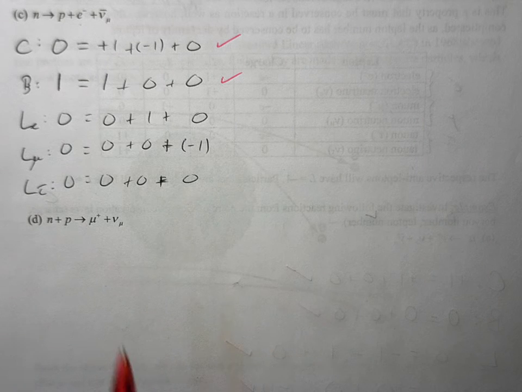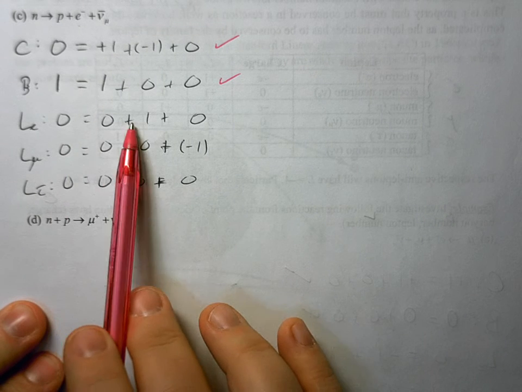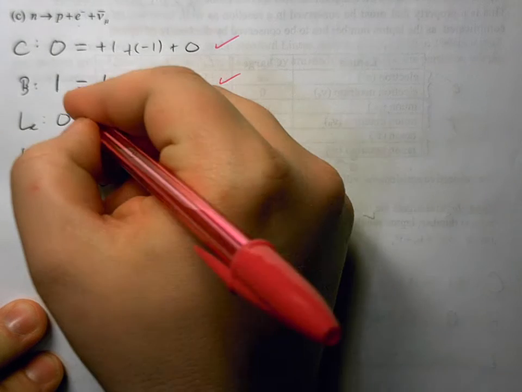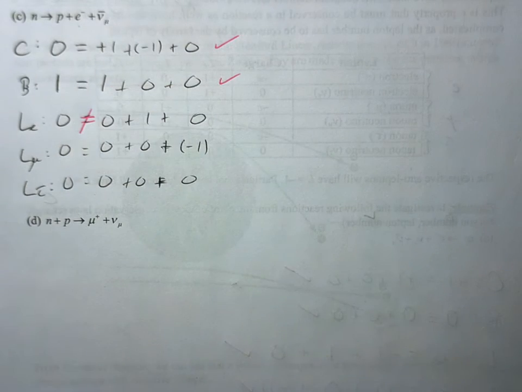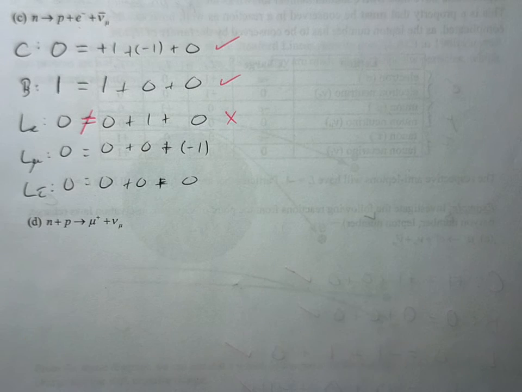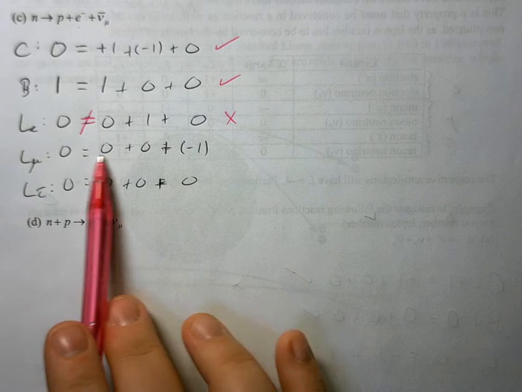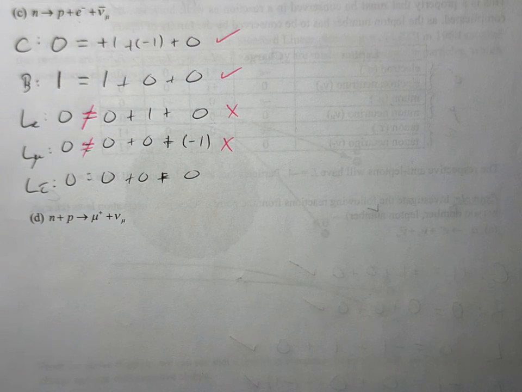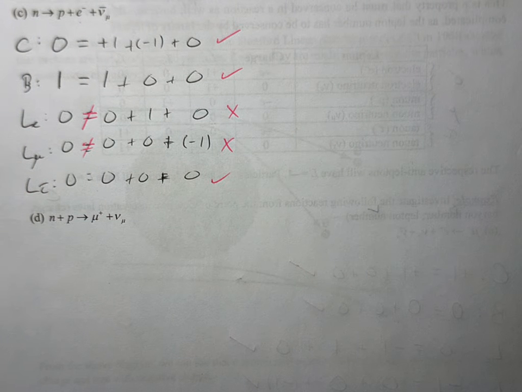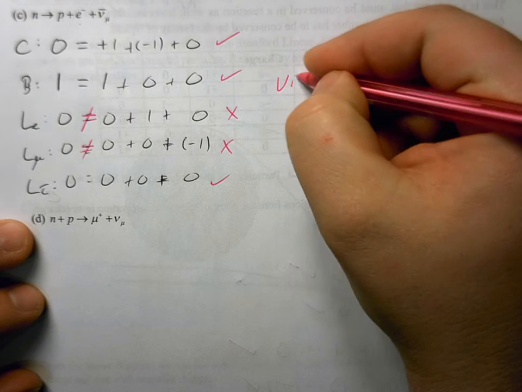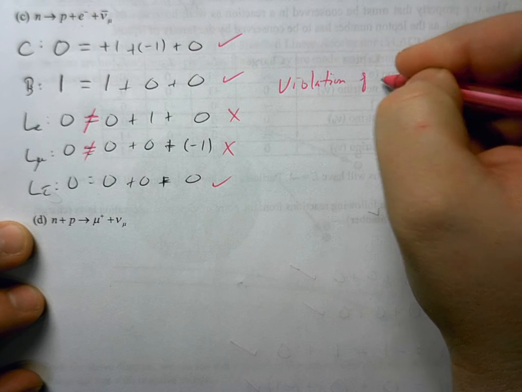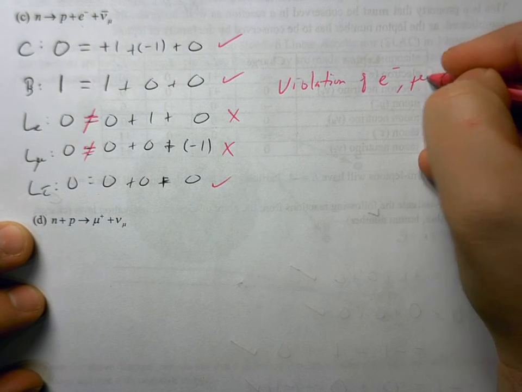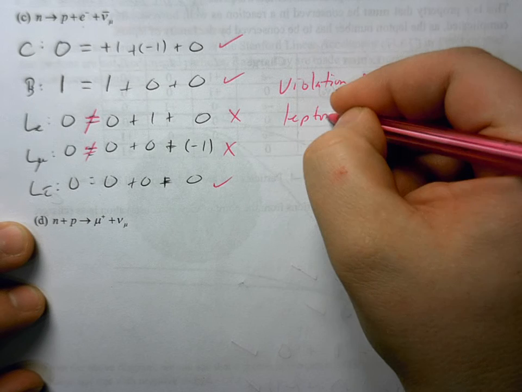Let's look. Our electron family is 0 equal to 0 plus 1 plus 0. No, it's not. The electron family is actually not conserved. Neither is the muon family because 0 is not equal to -1. But then the tauon lepton number, that's okay. So this reaction is not permissible because it doesn't conserve the electron family number and it doesn't conserve the muon family number. So we have violation of electron and muon lepton numbers, or family numbers.